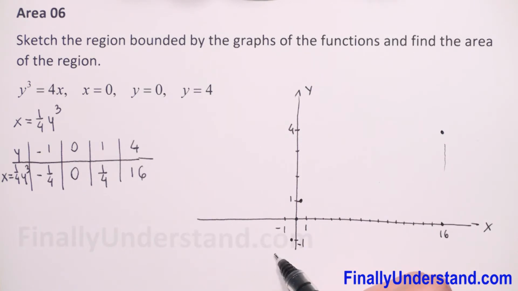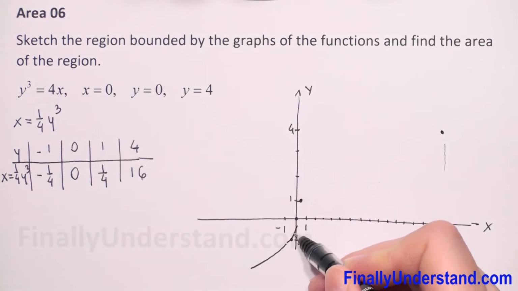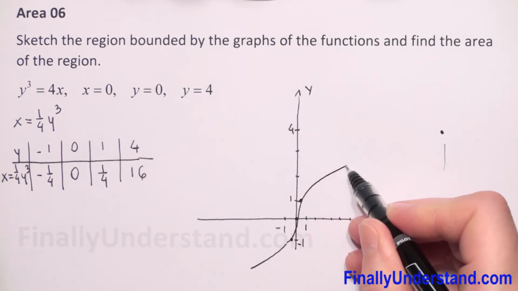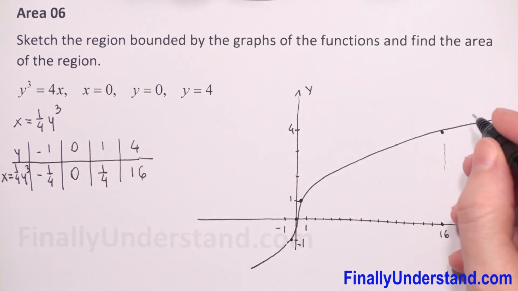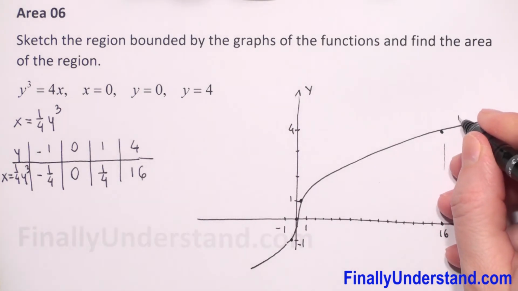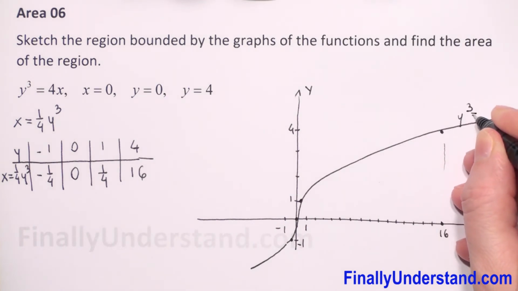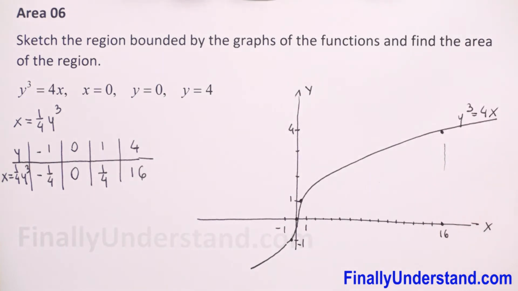For -4, when we put -4 for y, we will have -16. So let's put something like this. This is our first graph. This is y cubed equals 4x.